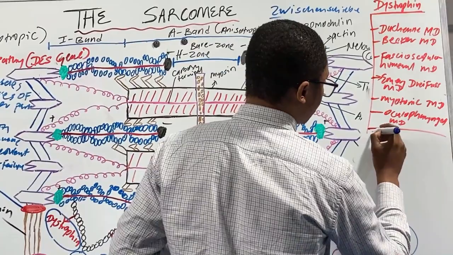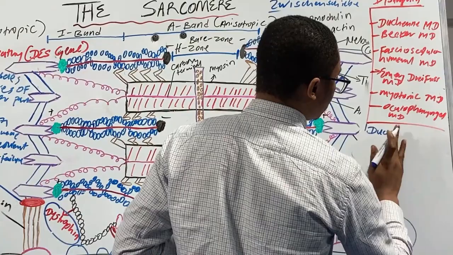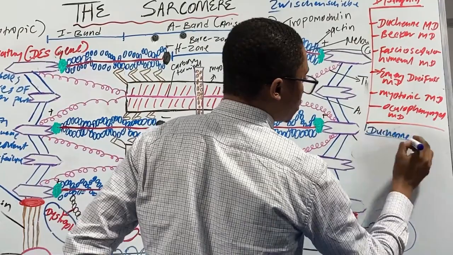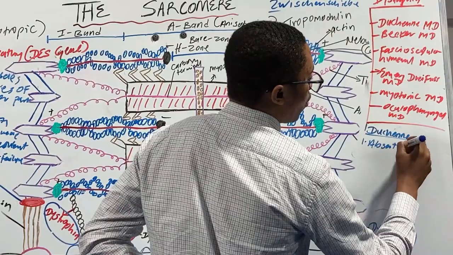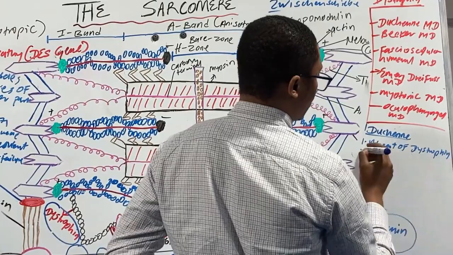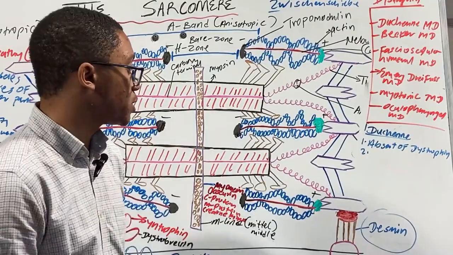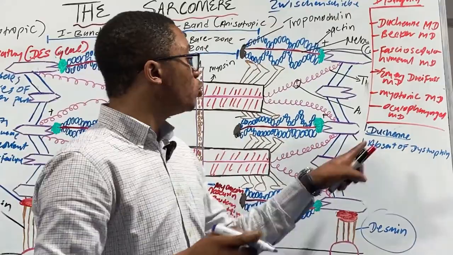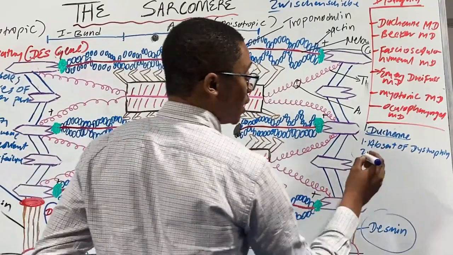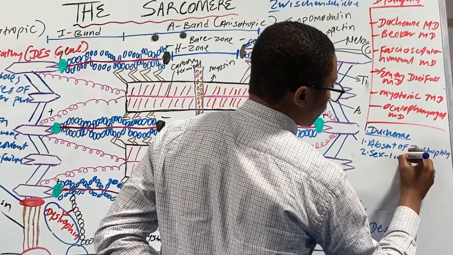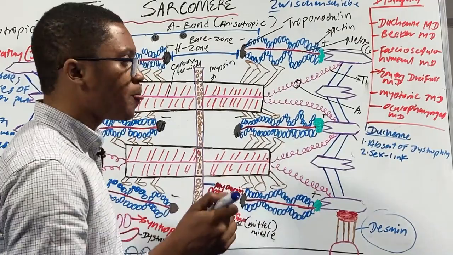So for Duchenne, what you should know is: one, total absence of dystrophin. The gene that codes for it is totally absent, so dystrophin is not produced at all. Remember, Duchenne is X-linked, it is sex-linked. The gene that codes for it is found on the Xp21.2 locus of the short arm of the X chromosome.